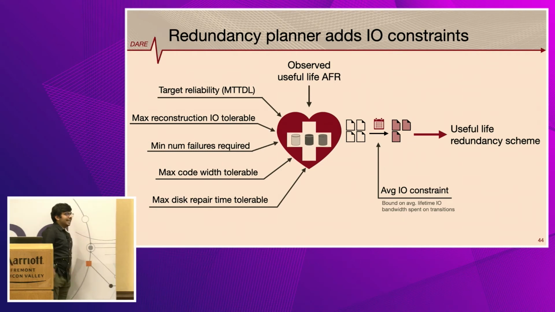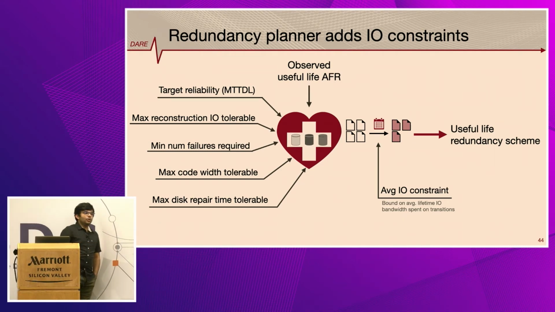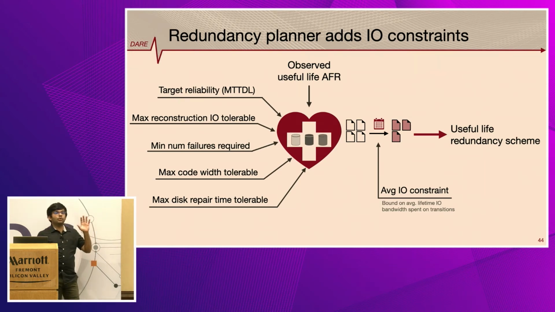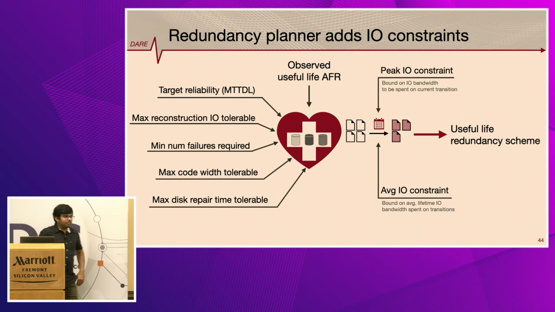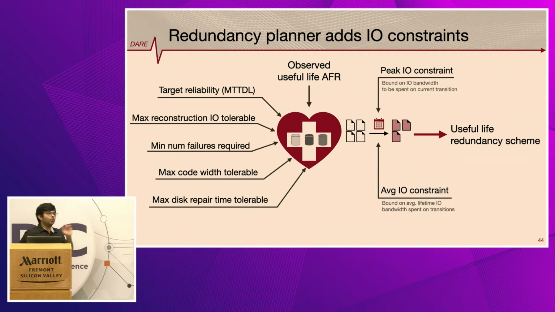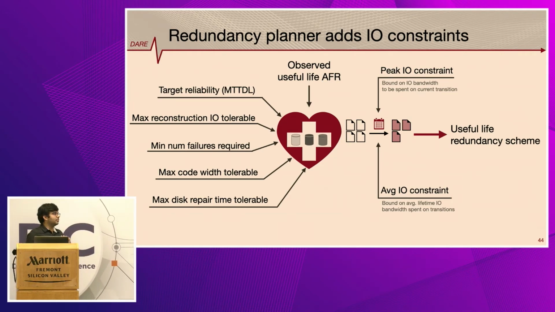The first is the average I/O constraint. So we would like to throttle the amount of average I/O that is performed for the entire disk's lifetime on redundancy transitions. Suppose you can afford to spend 1% of the average I/O towards redundancy transitions. That would be our average I/O constraint. And the peak I/O constraint would be the amount of I/O bandwidth you're willing to use whenever you have to transition, the max, which is at any point you don't want to go above this I/O.